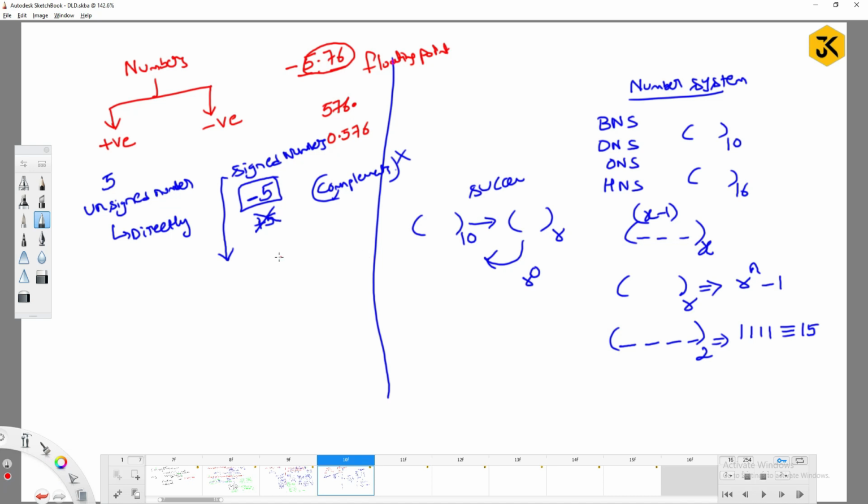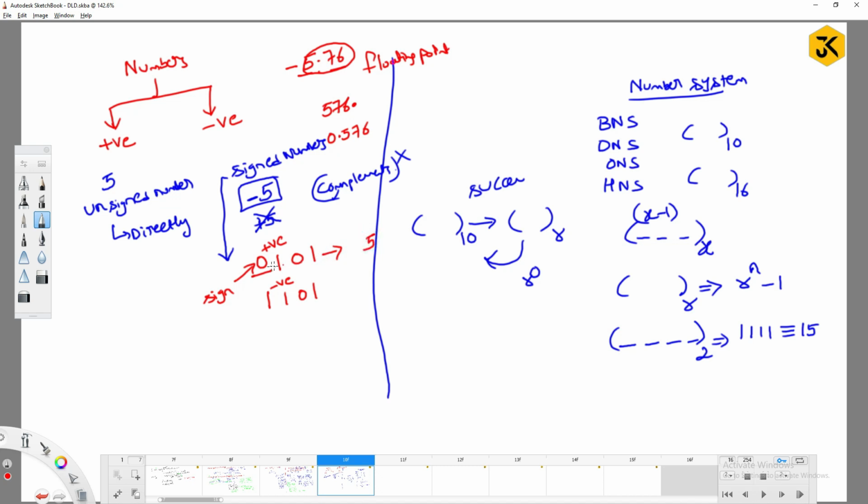Can I call the number 5 as 101? Yes or no? 101. I am going to take one more bit, which is meant for sign representation, where I am going to consider 0 as a positive value and 1 as a negative value. Now try to observe what is the value of this one?